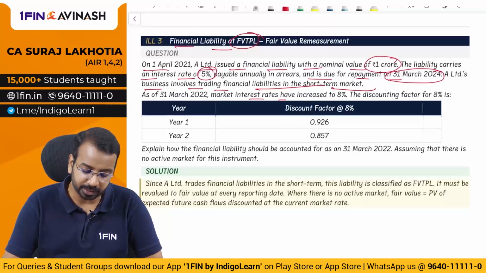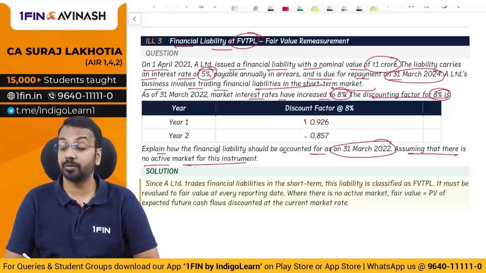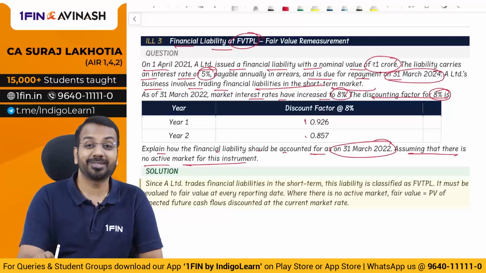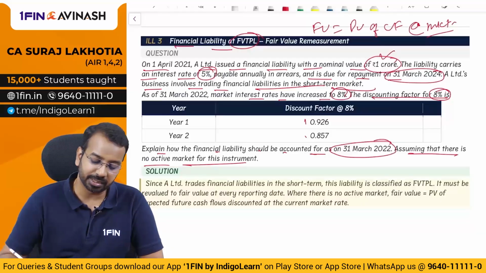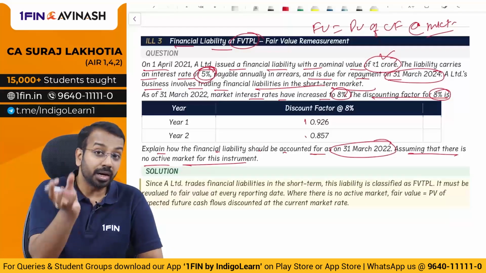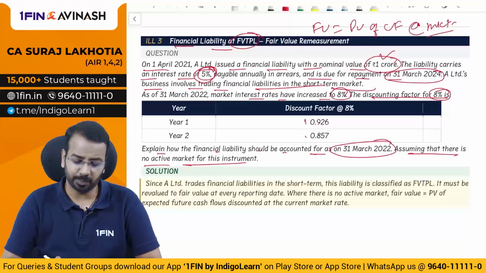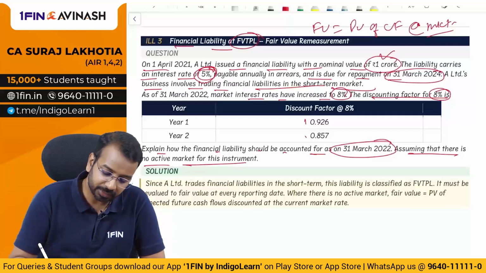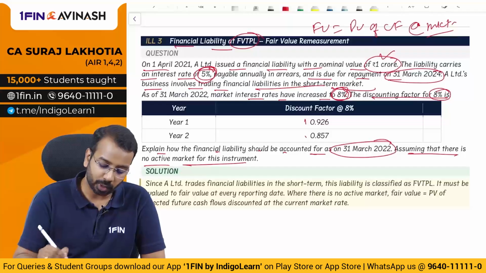As of 31st March, market interest rate has increased to 8%, discounting factor for 8% is so and so. Explain how the financial liability should be accounted for on 31st March, assuming that there is no active market for this instrument. Now, fair value means we have to determine the fair value. If active market is not there, what is fair value? Fair value is present value of cash flows at whatever is the market rate of interest. Initially, the liability is recorded at 1 crore, interest is 5%. Now, whatever interest you pay, 5% coupon, that will be your expense, okay, that will be recorded as expense separately. Whereas, the rate of interest has increased to 8%. If interest rate has increased to 8%, then what will be the present value?